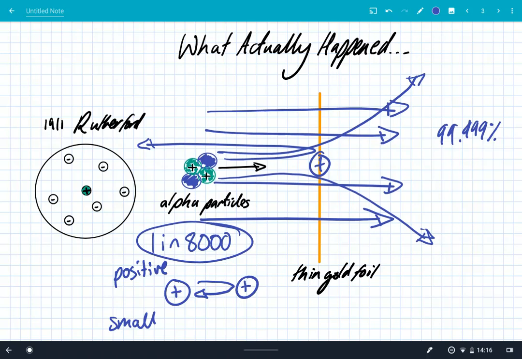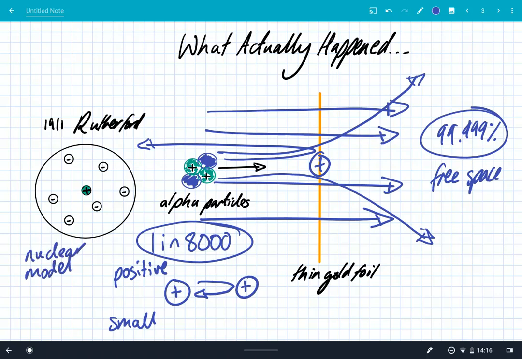And his final conclusion was quite groundbreaking. 99.999% of the alpha particles still went straight through. This meant that if the nucleus is small, atoms must be 99.999% free space. With this evidence and from these conclusions, Rutherford developed the nuclear model, which you can see here. So he said there was a small, dense, positive nucleus, and there's 99.999% free space.